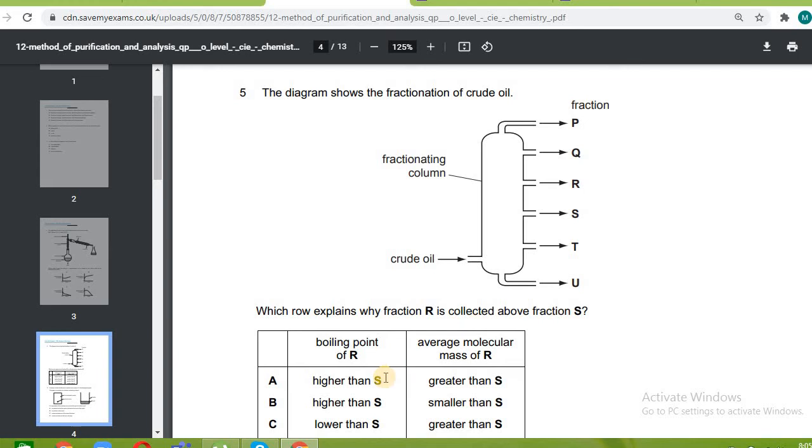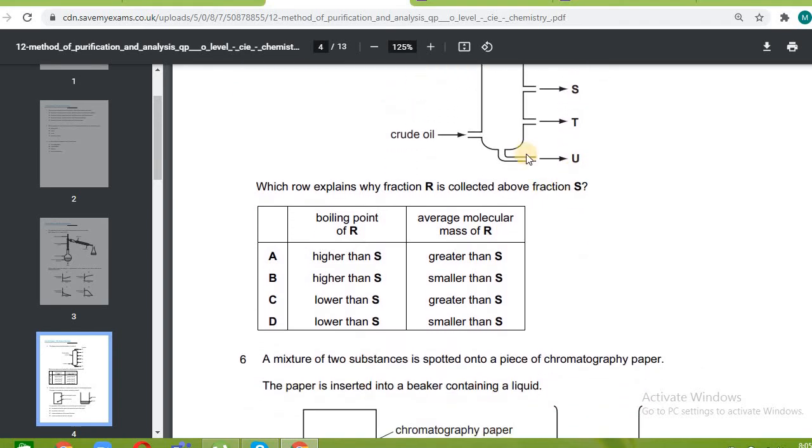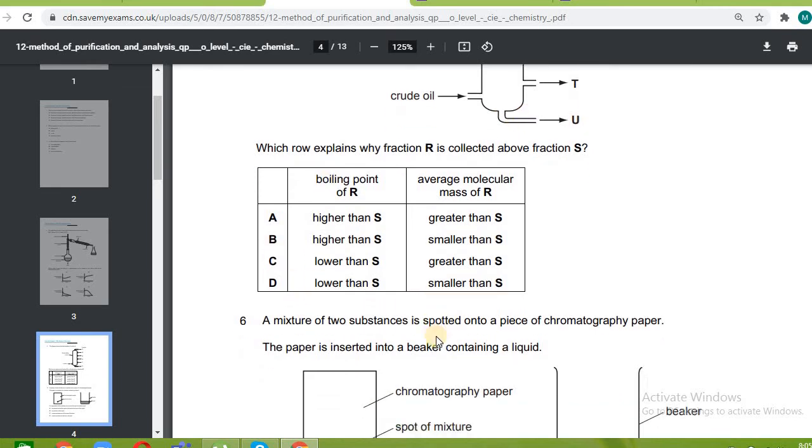So using this information, we know that the boiling point of R, which is present above S, should be lesser or lower than S, and it should also be the lighter fraction. So the average molecular mass of R should be less than that of S. So according to this explanation, delta should be the correct answer for this question.